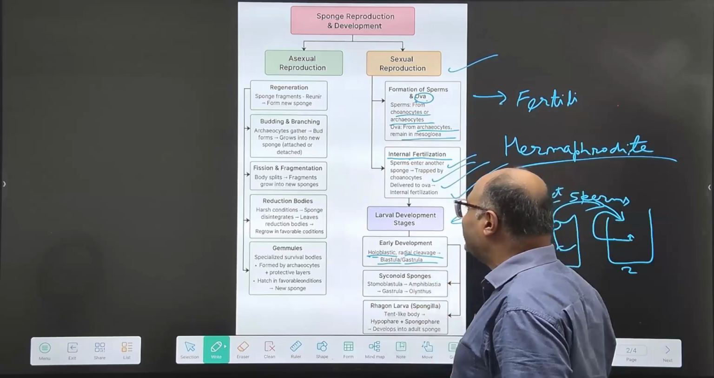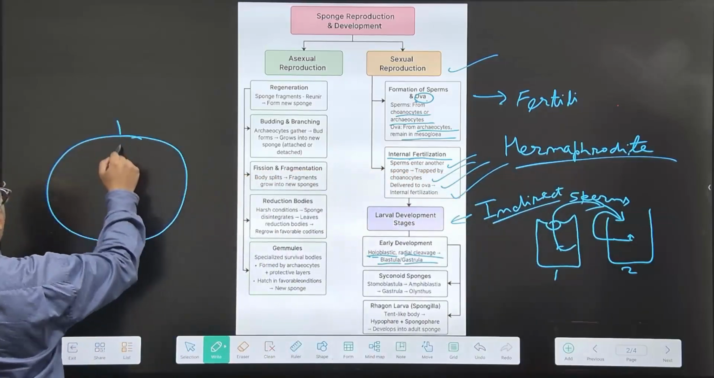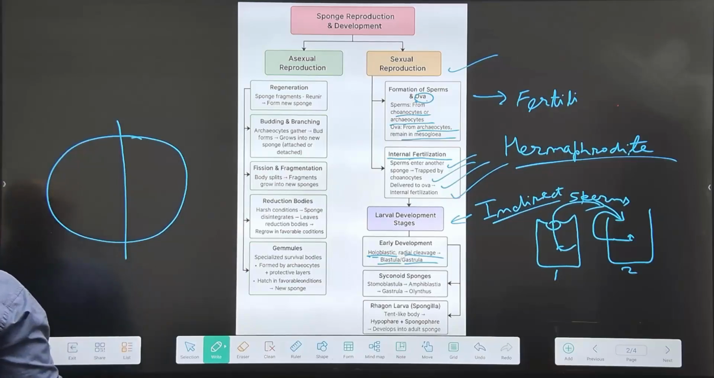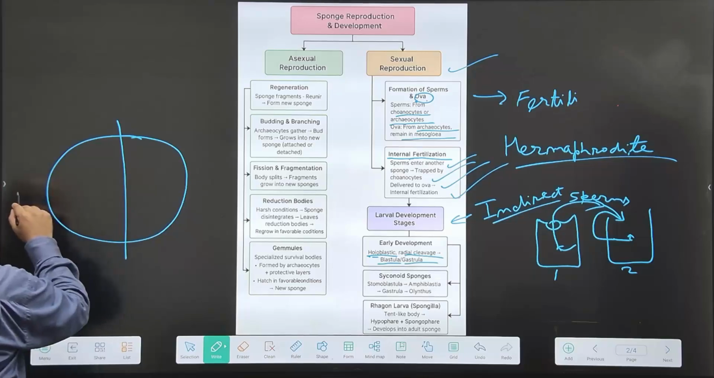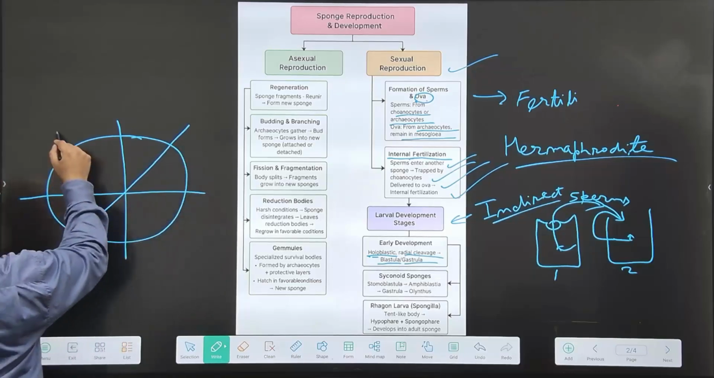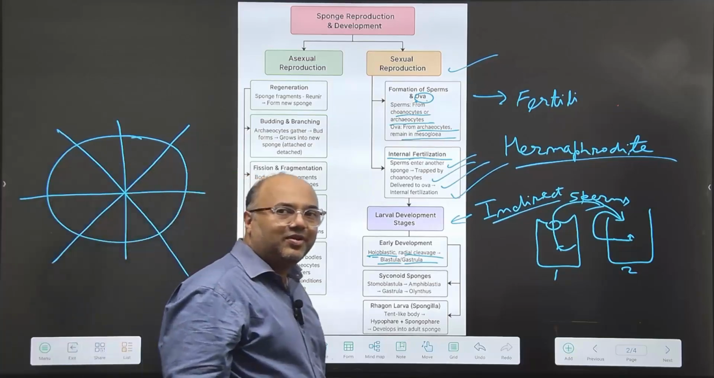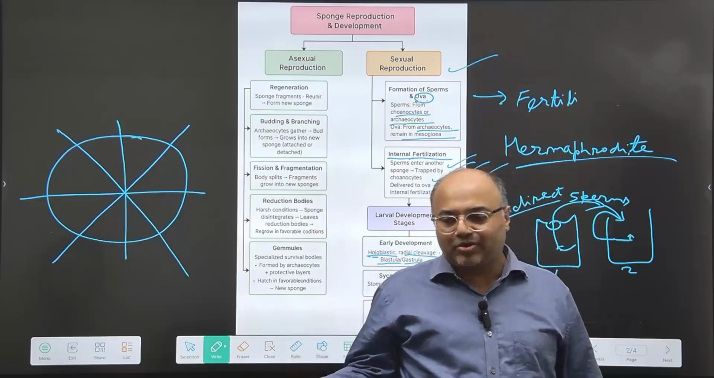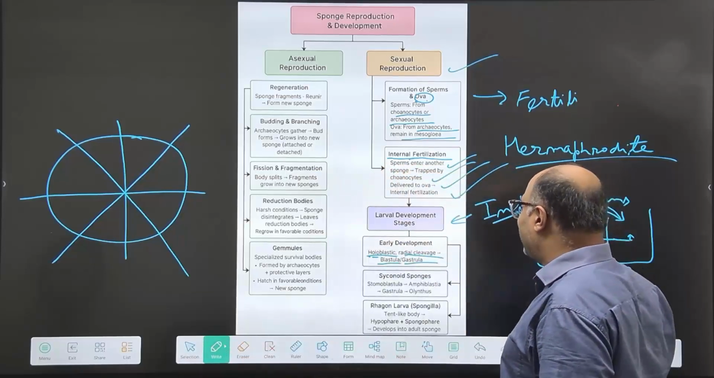What is holoblastic cleavage? That means the zygote divides completely, right, into two. Radial cleavage. This is one axis, the second axis, the third axis. So along the radii, there is radial cleavage and spiral cleavage. You would have learned about that during embryology. So the cleavage is radial.